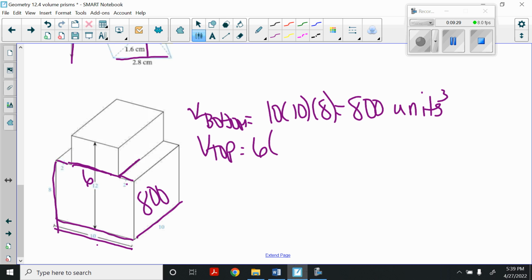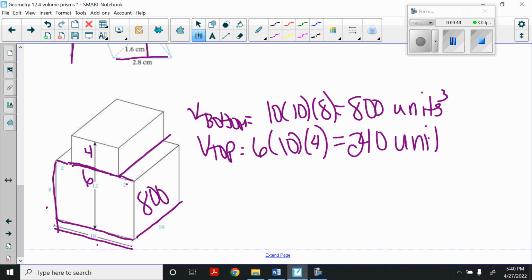My width is still the 10. The height, they told me that the entire height here was 12, but this part of it was 8. So 12 minus 8, the height of this one is 4. So when I multiply those three, I get 240 cubic units. So the top is 240.